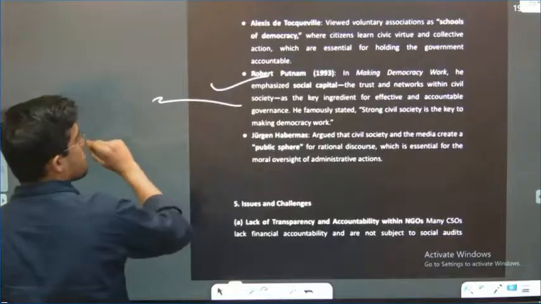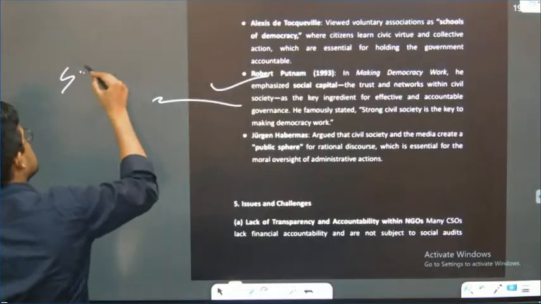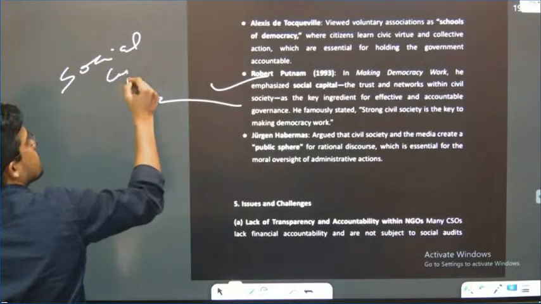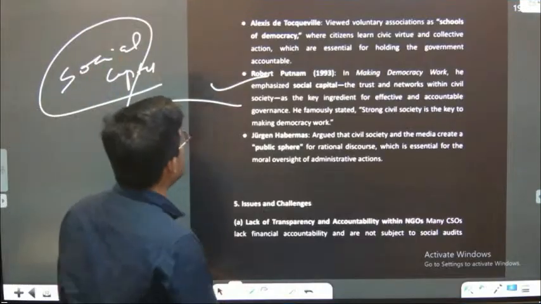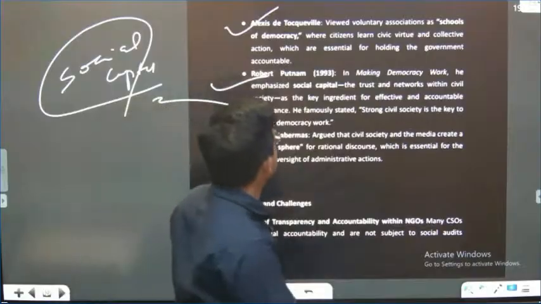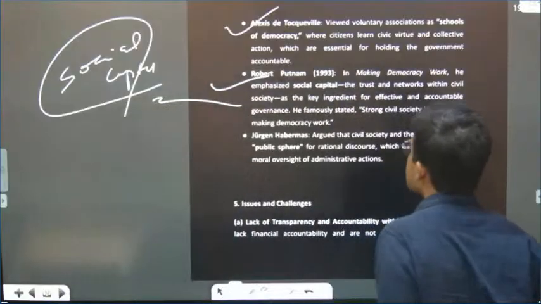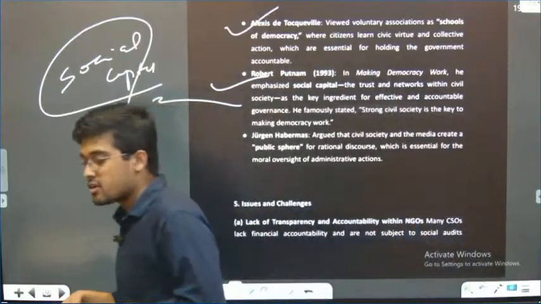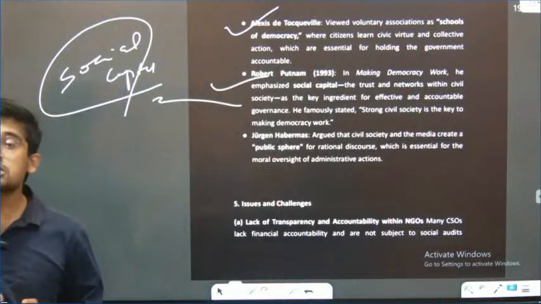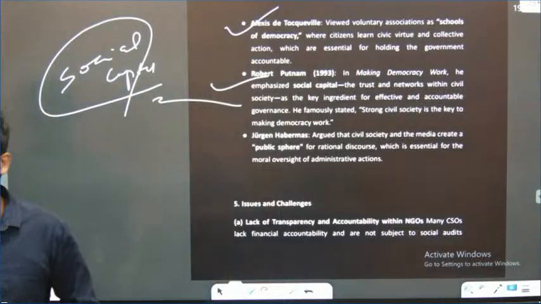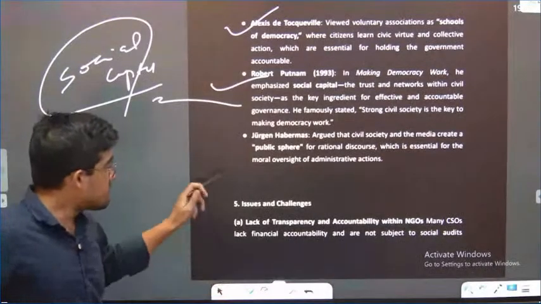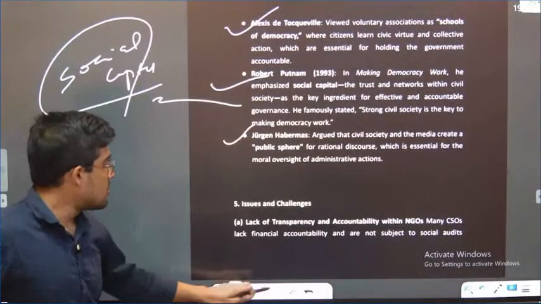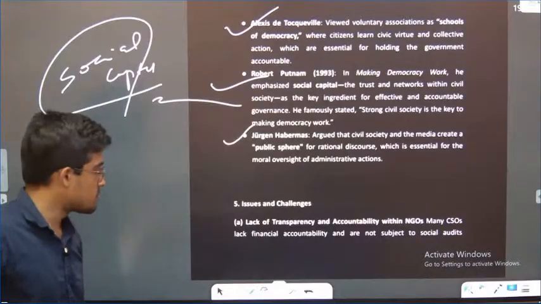Putnam is saying that social capital is to be formed. Alexis de Tocqueville will say these civil society organizations are called schools of democracy. This is what leads to democratic deepening. And Jürgen Habermas will say this is the public sphere that works.